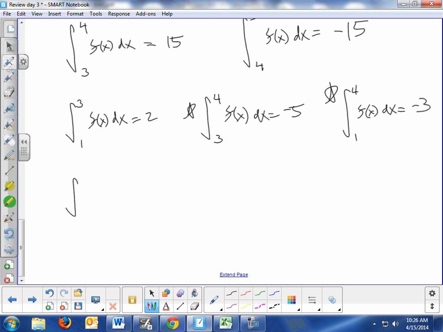Another one is if we have a constant, maybe times a function. And this ends up being an antiderivative rule as well, but we can pull out that constant and then find the area under the function without the constant.